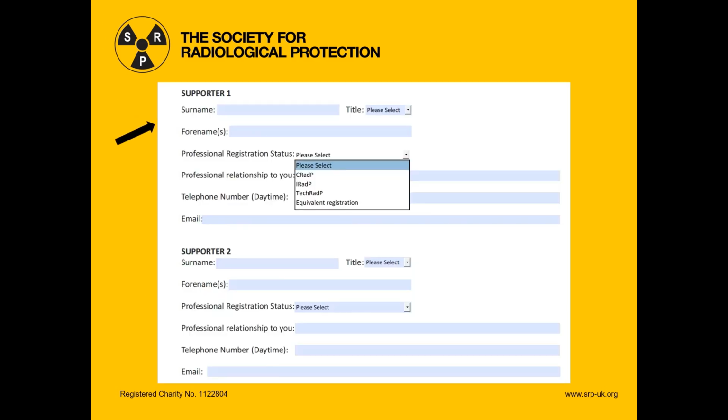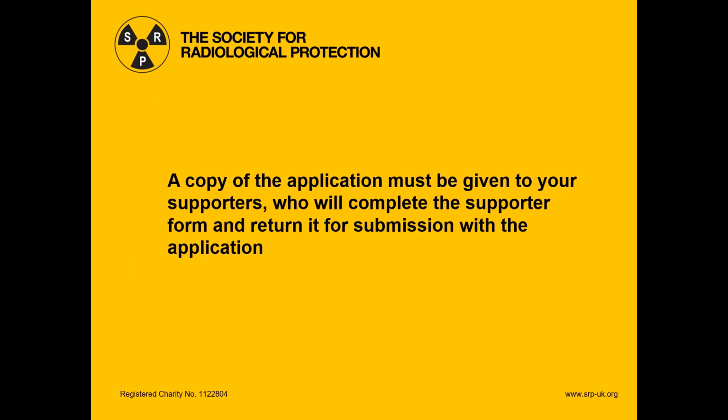You will be asked to give the name, professional registration status from a drop-down box, the professional relationship to you, and the contact details for your first supporter and then for your second supporter. It is important that you give a copy of your completed application form and the guidance to your supporters. They must then complete the supporters form referring to your application and then return it to you.